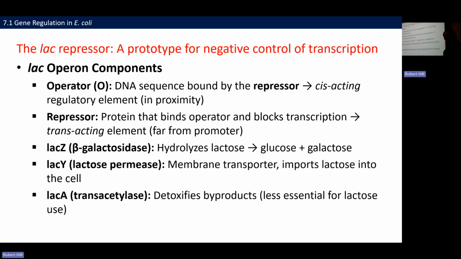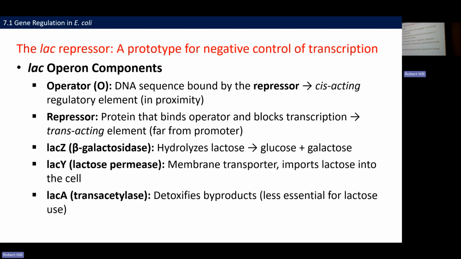All right, the lac operon has some specific components. It has the promoter region, and then it has three structural genes. Right, so the genes are beta-galactosidase, permease, and acetyltransferase. So beta-galactosidase and permease are directly involved in the metabolism of lactose. Beta-galactosidase is the one that actually hydrolyzes lactose into glucose and galactose. Permease is a membrane transporter. It helps bring lactose into the cell.